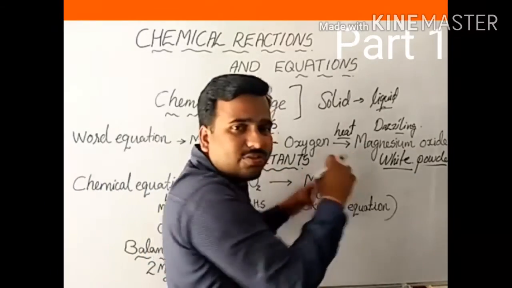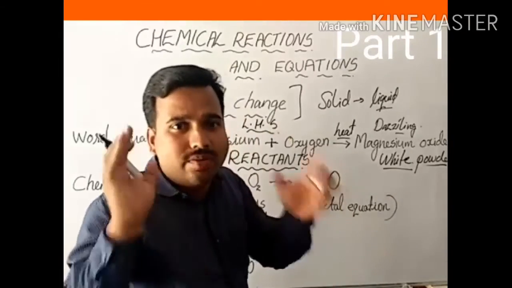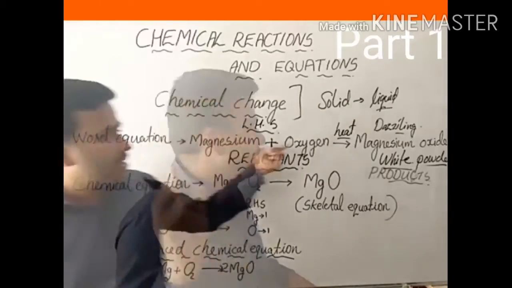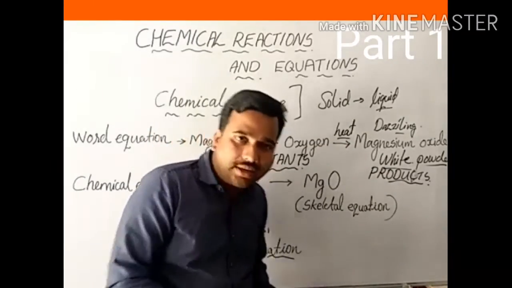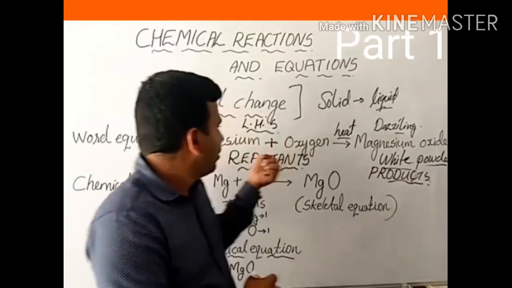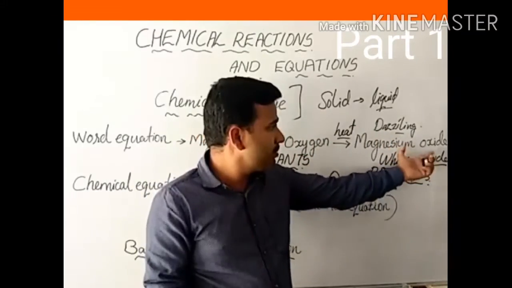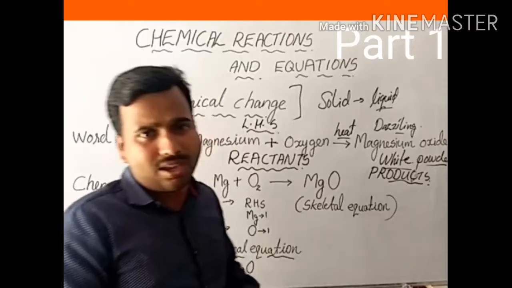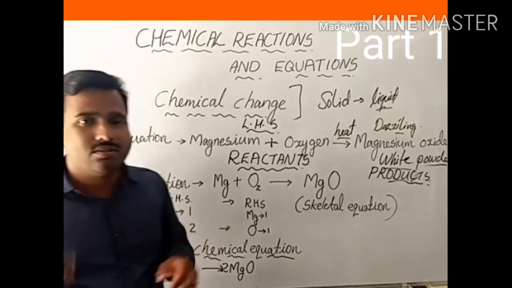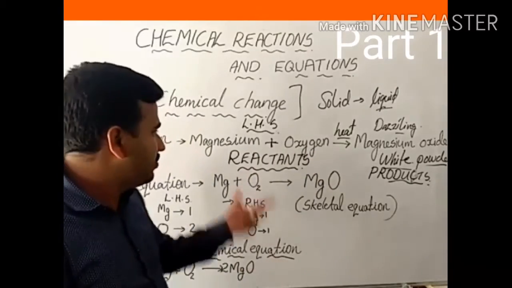And the substances formed as a result of a chemical reaction are the products. The representation of a chemical reaction in the form of the names of the substances which have taken part in the reaction and the substances produced during the reaction, this type of expression is known as a word equation. It is somewhat lengthy.